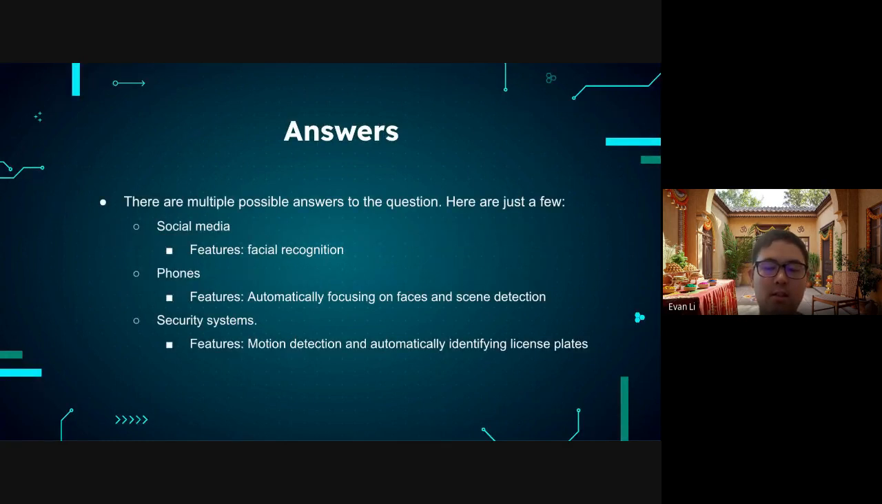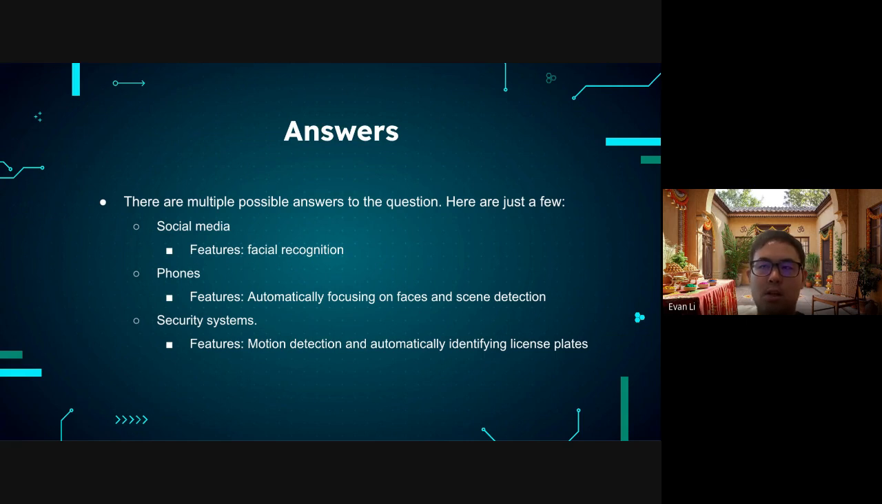All right, let's discuss some possible answers. One very common place is social media. Think about features like facial recognition for tagging friends in photos or content filtering that identifies inappropriate images or videos. These platforms use computer vision to analyze images and videos you and others upload.